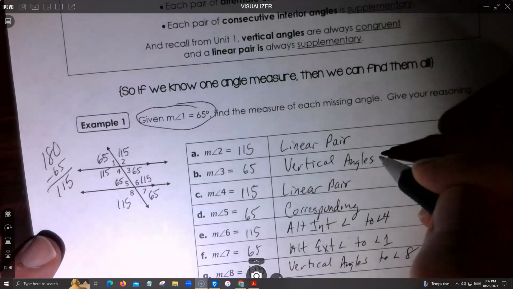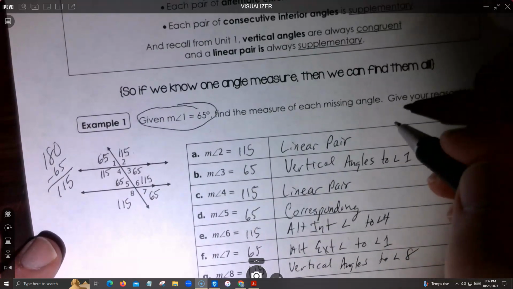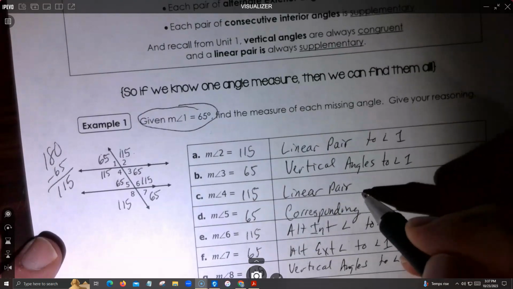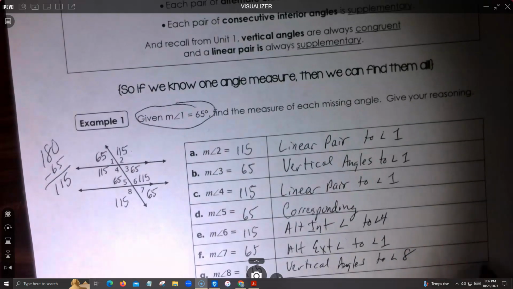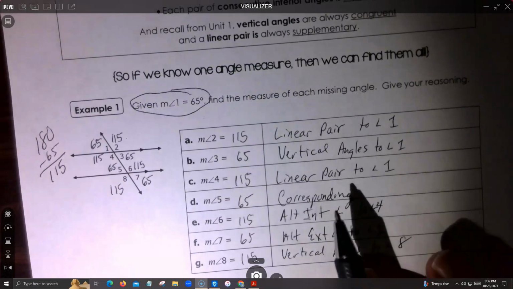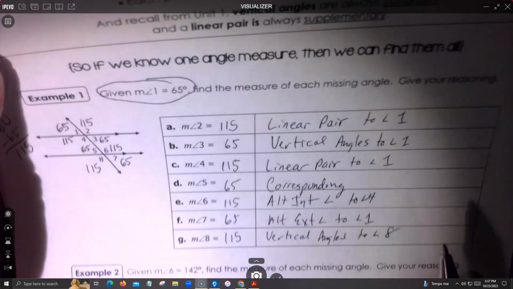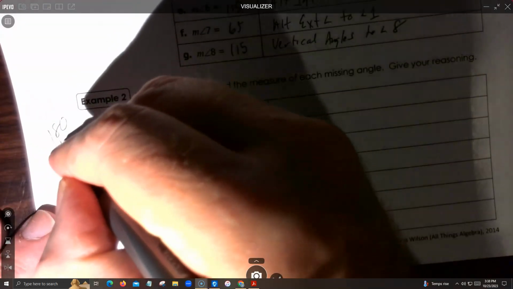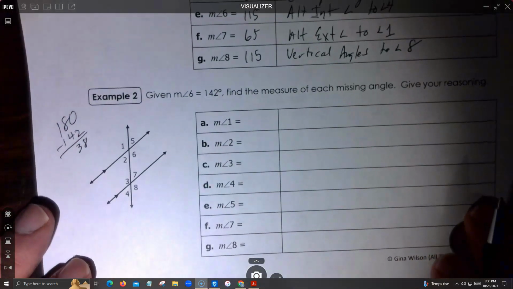So I guess I should put all these in here. Linear pair to angle 1. 4 was a linear pair to angle 1. Okay. So I have to give my reason, that's all. So this is a practice of vocabulary, and then getting these answers. So let's do the next one. Again, every single thing is either 142 or 180 minus 142, which is 38. So everybody's either 38 or 142 on all this.